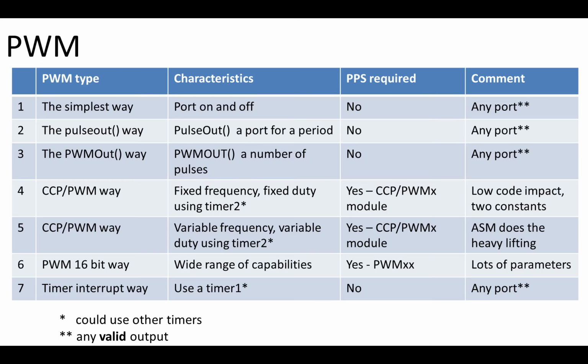Then the next way, if you want to have that type of functionality, but you want to be able to vary the frequency and vary the duty, then the 5th way is we have a lot more library or assembler that's doing the heavy lifting for you. And you need to know what that command is. And that's different from the 4th one because that is fixed frequency and fixed duty, but you need PPS on both of those.